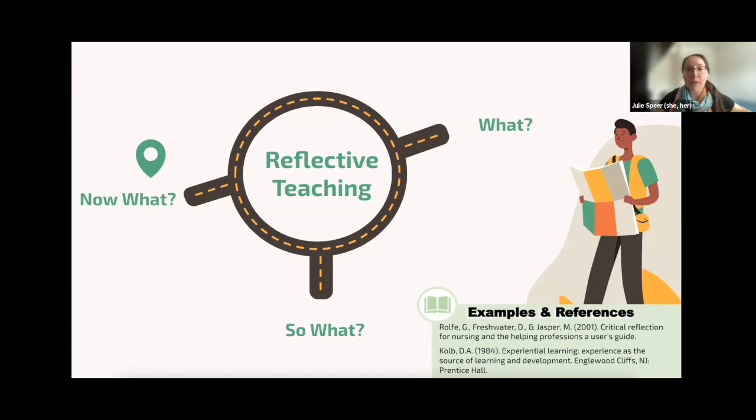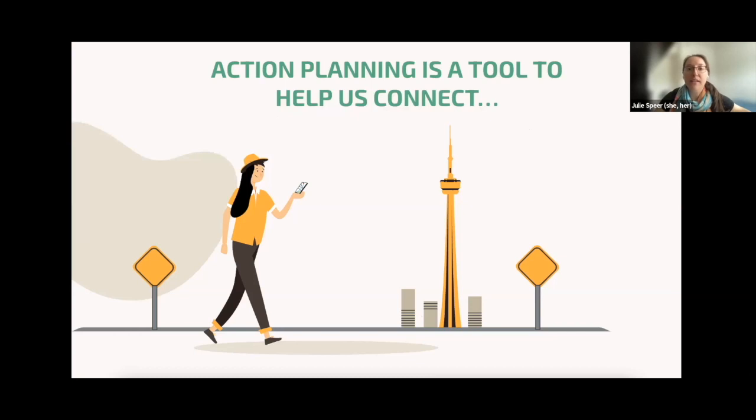You might be familiar with other models, including the one made famous by David Kolb, which we have a reference for here at the bottom of the slide. But I think that the Rolfe model has a big strength in that it's able to prompt deep reflection through really simply phrased questions. From that model, today's session is really about the now what.